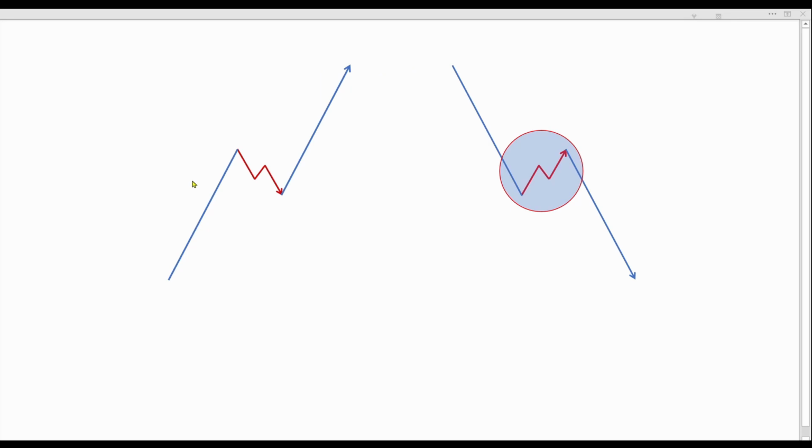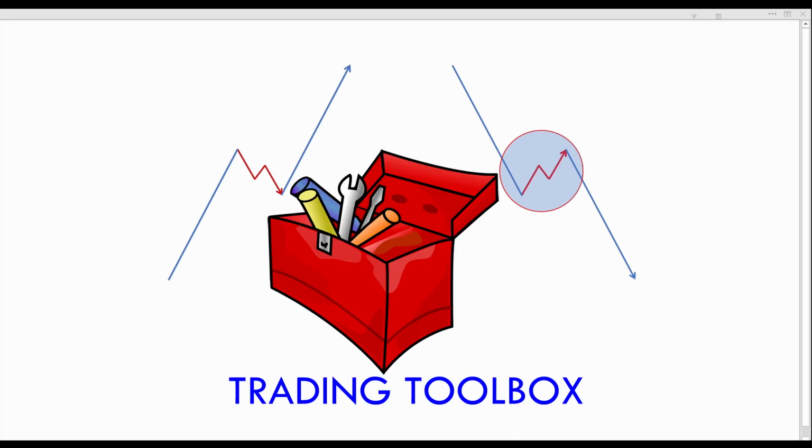And this is basically the structure we're going to look for. I've known traders who specialize in trading only this structure or price action method, and they are very profitable doing this. I actually don't trade this technique every day, but it's nice to have it in the trading toolbox.